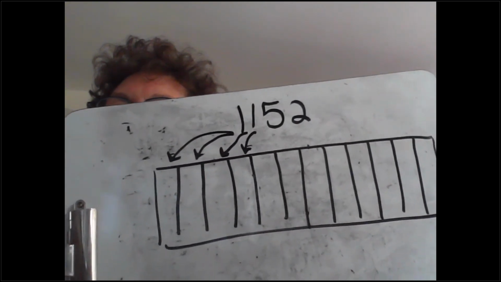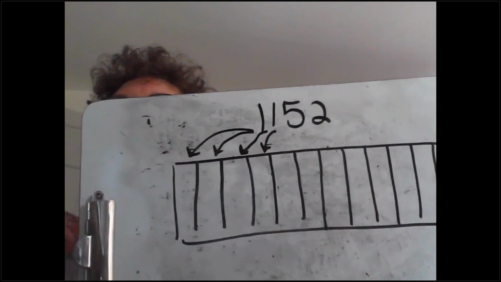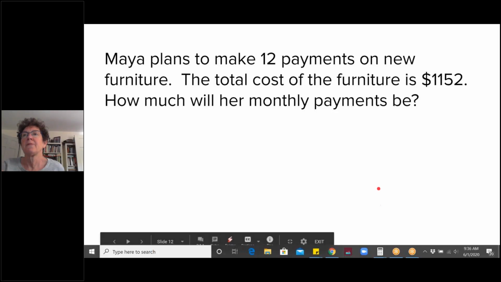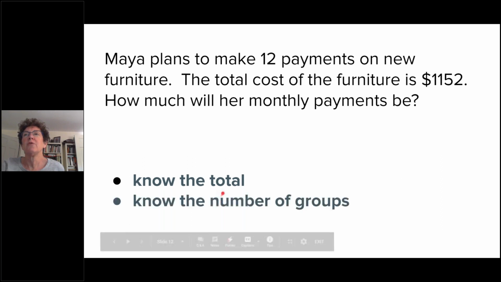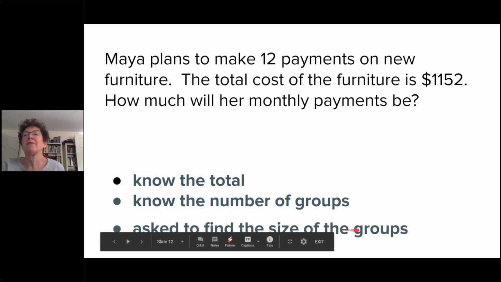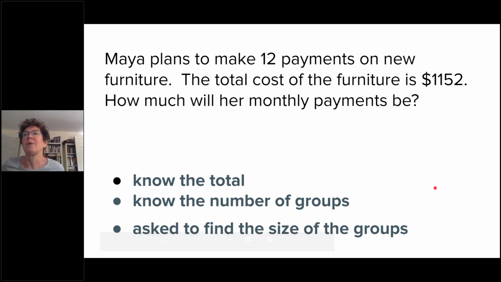But if we go back to our other analogy, we know the total number that we have. We know the number of groups that we have. And we're trying to find out how much goes in each group. So we know the total. We know the number of groups. It's 12 payments. And we're asked to find the size of the group. How many dollars is going into each of those 12 payments?